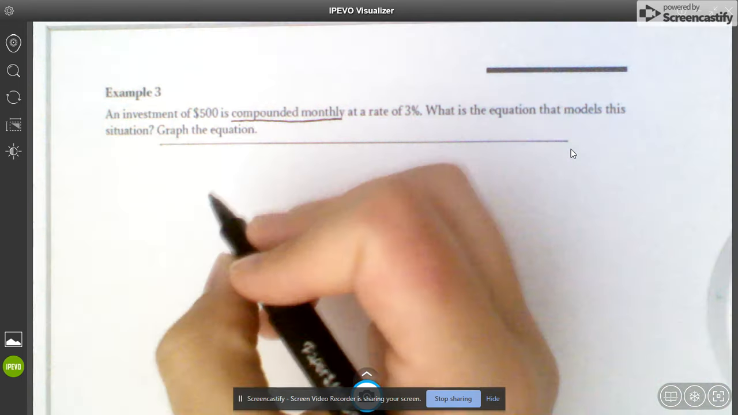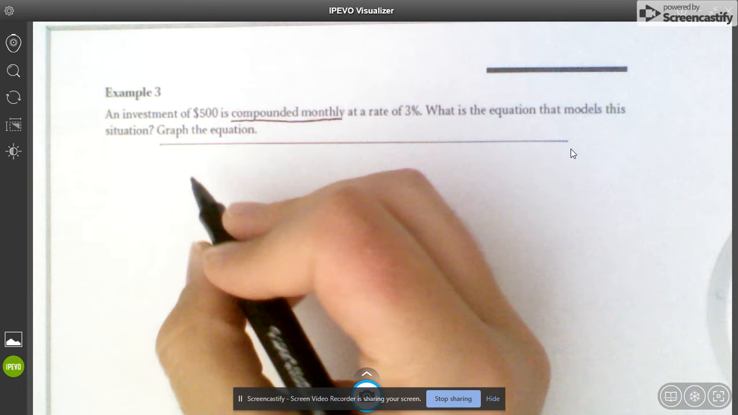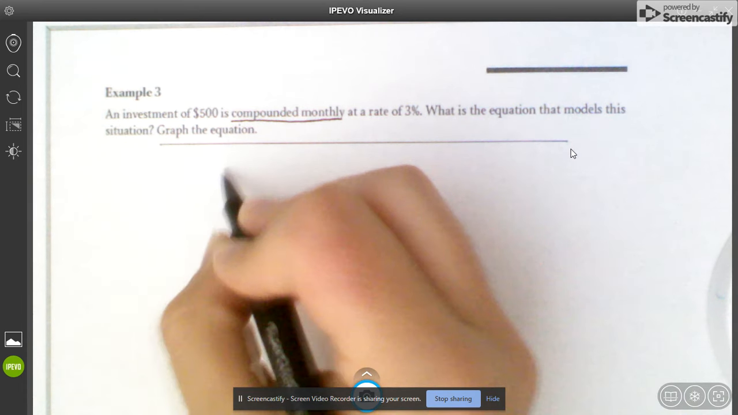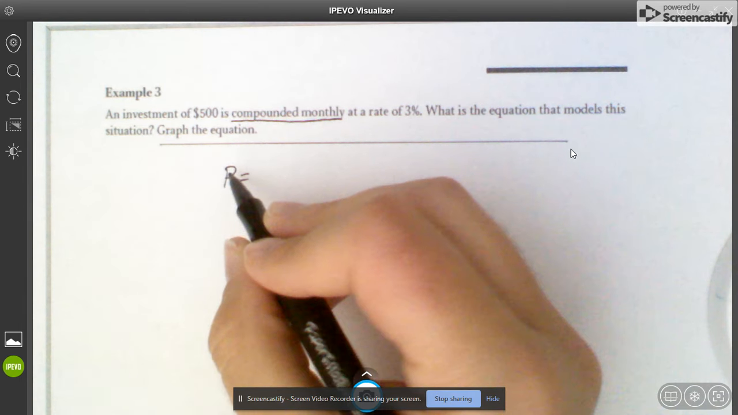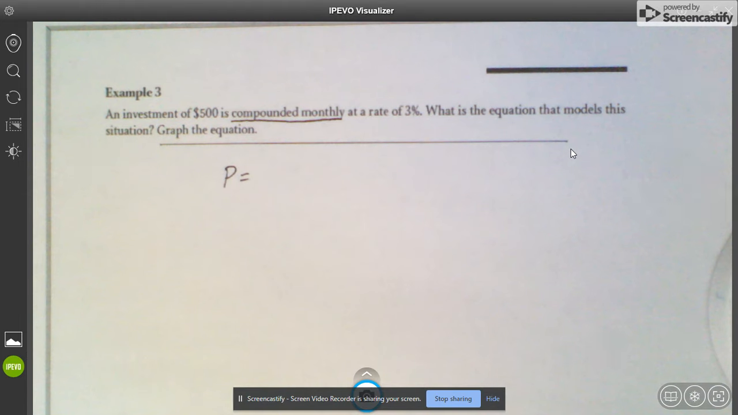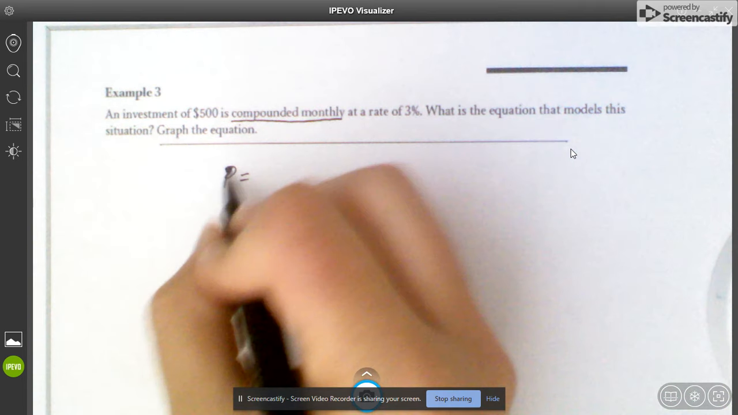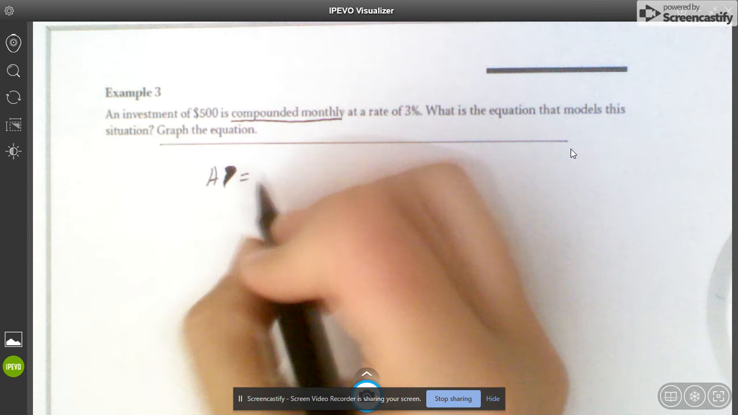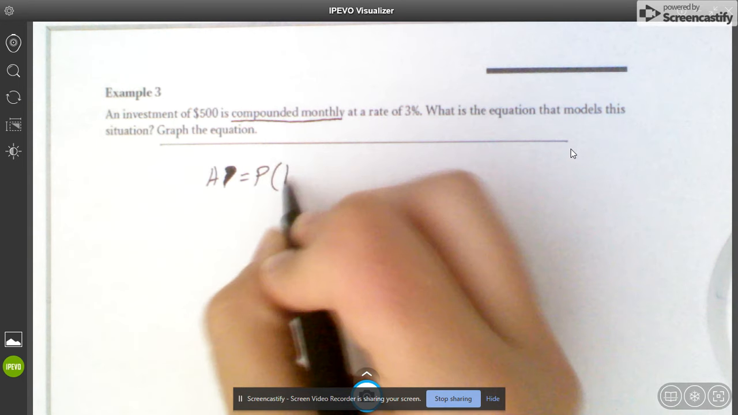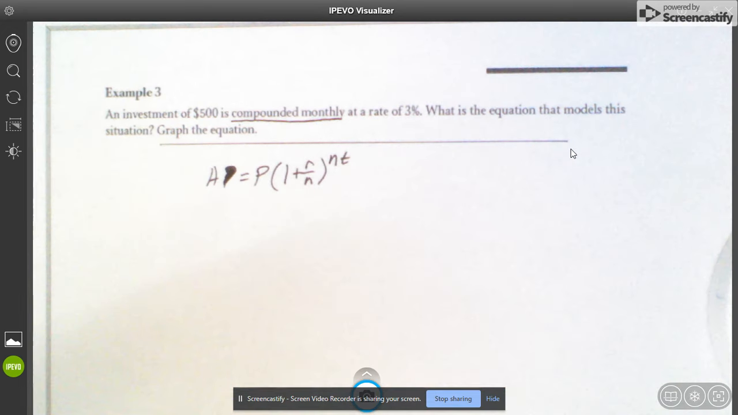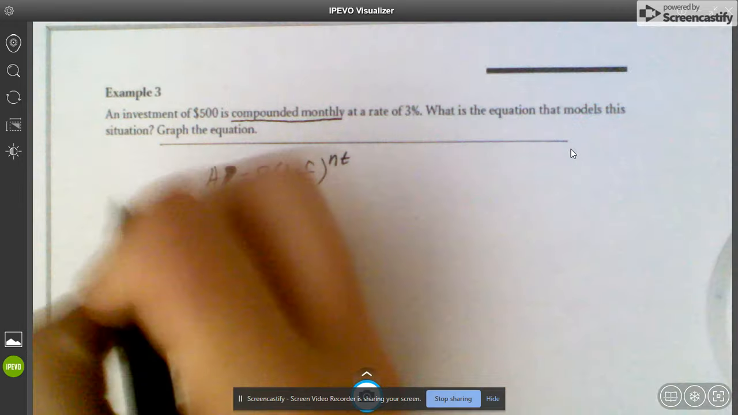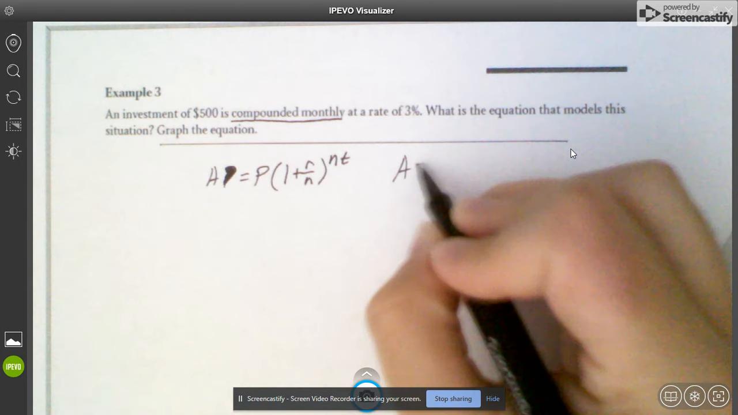So the compound interest formula looks a little different than our typical exponential. I actually wrote it backwards. It is the final amount is your principal times 1 plus r over n to the nt power. Now, let's talk about what each one of those things is. So A is your final amount.